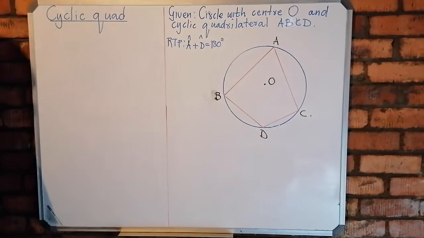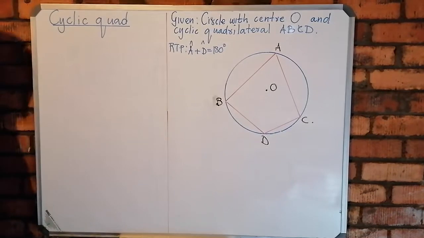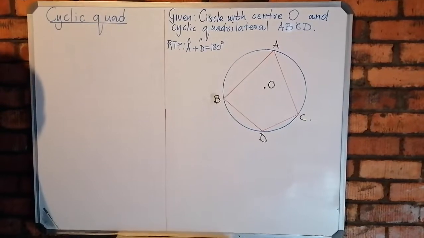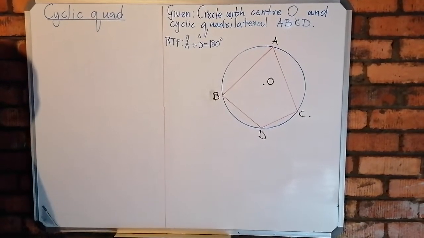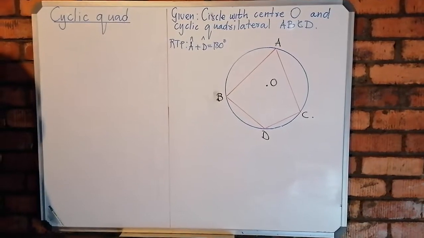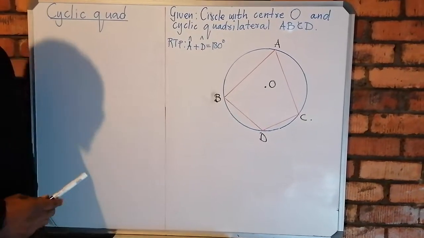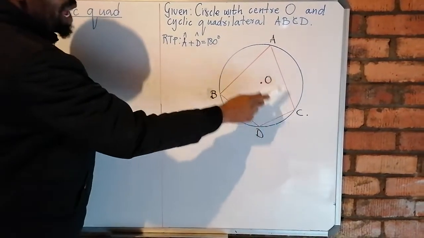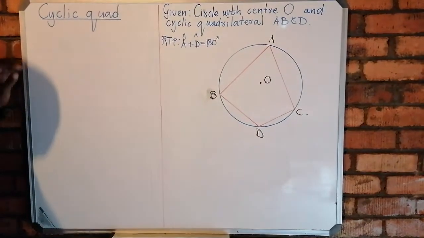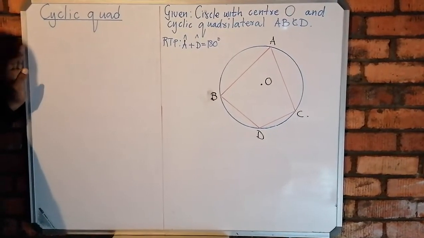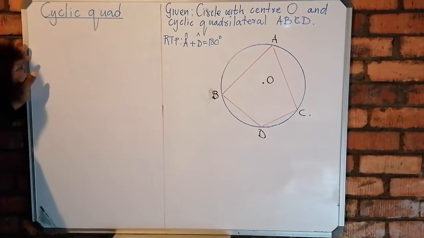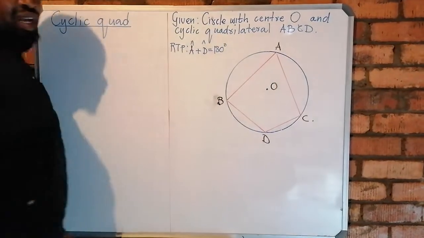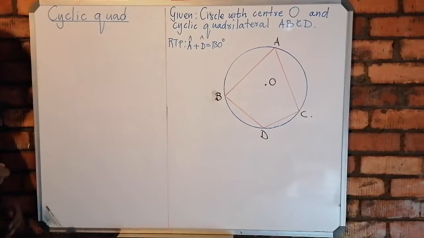Now we are in Euclidean geometry, grade 11, cyclic quadrilateral. First of all, before I state the theorem, I want you to know what a cyclic quadrilateral is. Any quadrilateral that has got all its vertices on the circumference of a circle is known as a cyclic quadrilateral. All the vertices must lie on the circumference of a circle.